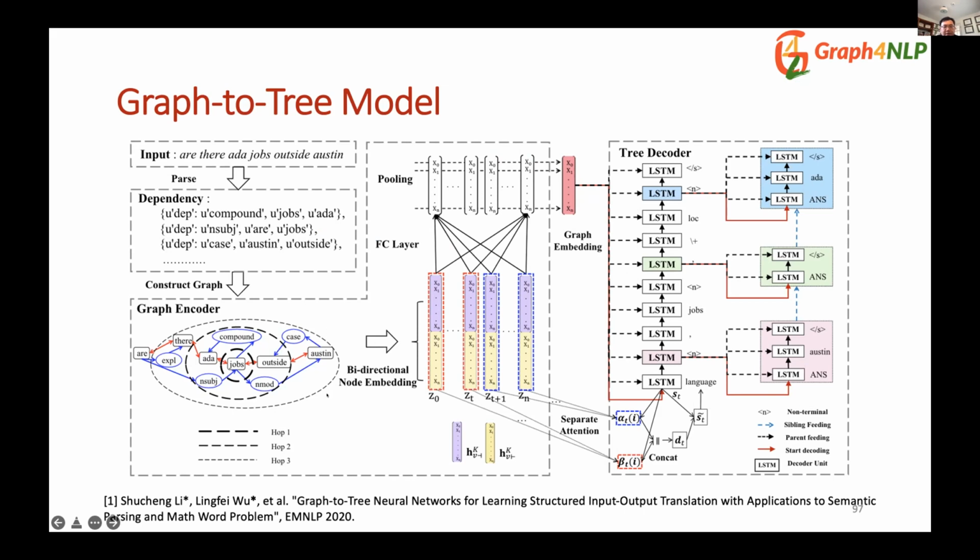That means that the different nodes may have a different type. So it's better to do this separate attention to attend to each different type of graph node, so that you can learn a different kind of semantic information from there, and then you can do this tree decoder. And in the tree decoder, we also have some innovation. For example, previously only parent feeding was considered, but we also propose this sibling feeding that will also help a lot. This is denoted by this blue color in the decoding process.